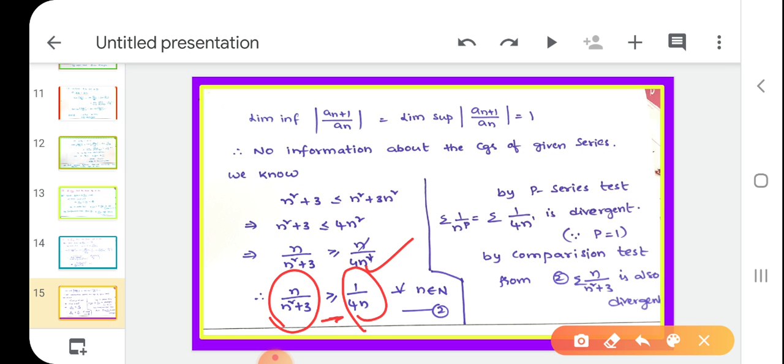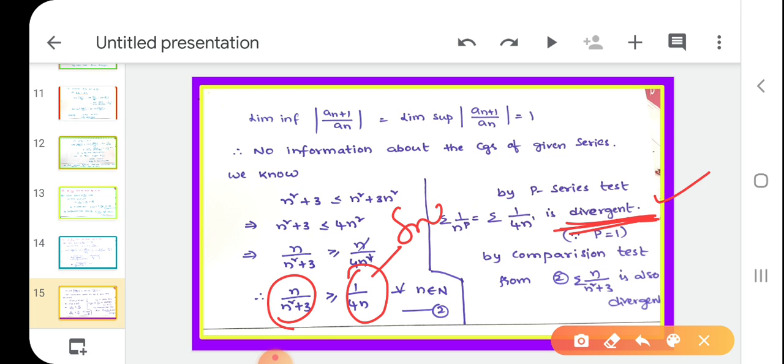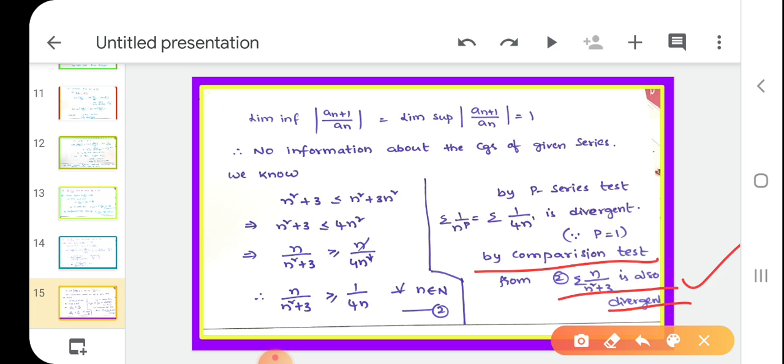Now I check, is 1 by 4n convergent or divergent? Tell me, by P series test, what is P here? We have 1 by 4n. What is the power of n? 1. So the value of P equals 1. If P equals 1, by P series test, what do we say? It is divergent. Compare these two terms. Which is small? This is the small series and it is divergent. If the small series is divergent, then automatically the big series is also divergent. By comparison test, the given series is also divergent.